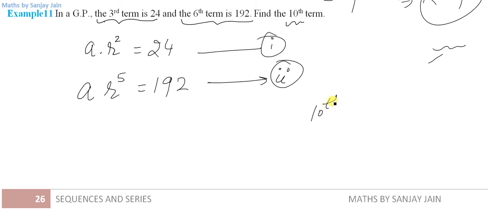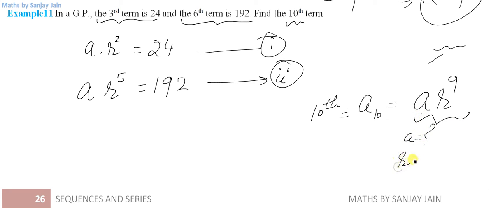So when I am supposed to find the 10th term, that means A10, that means I need to find A R raised to power 9. For that, I need just two pieces of information, that is the value of A and the value of R. If I can obtain the values of A and R from the given information, then I can easily find the 10th term by putting those values here. Now let us see how we can find that.